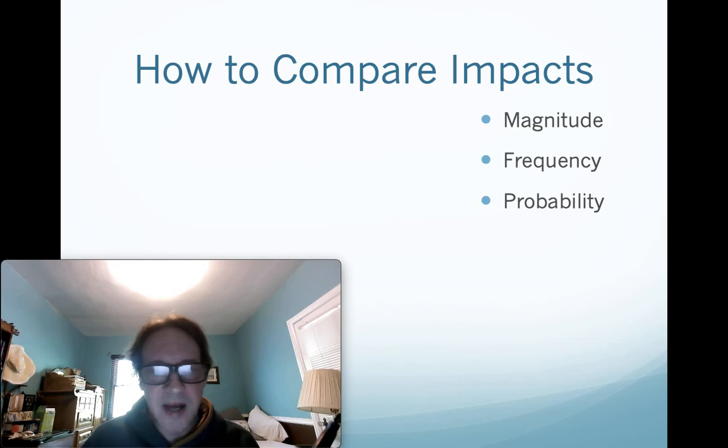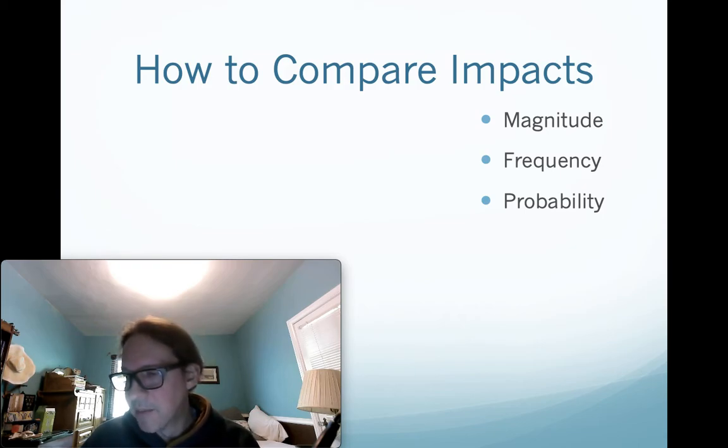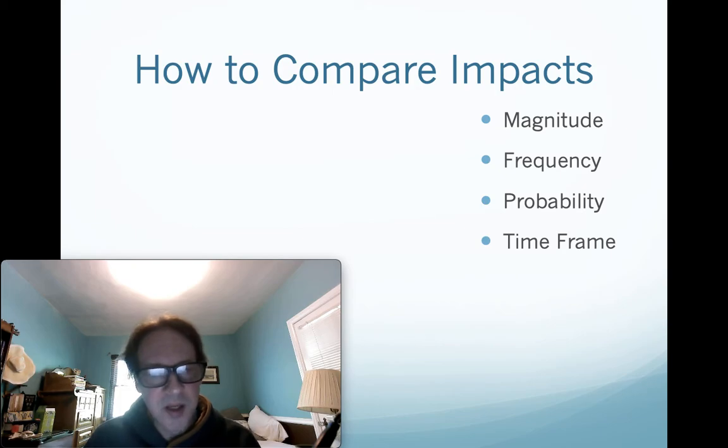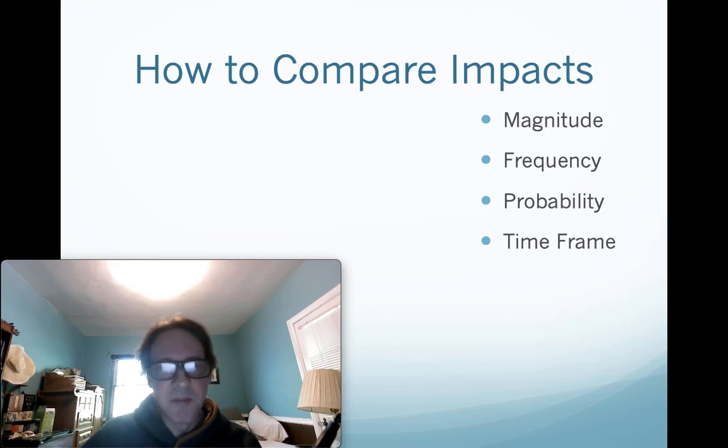Another way to compare your impacts is probability. That is, how likely are these things to happen? Is this a long time in the future? Have we done a good job of rebuttaling it, of minimizing it, reducing its likelihood? Thereby you can say, this isn't as probable of an impact, so it's not as big of an impact. And then time frame is the final one here. How fast does this happen? How soon does this happen? If it's something way in the future, then maybe we don't value it as much as if it's something that's affecting people right now.